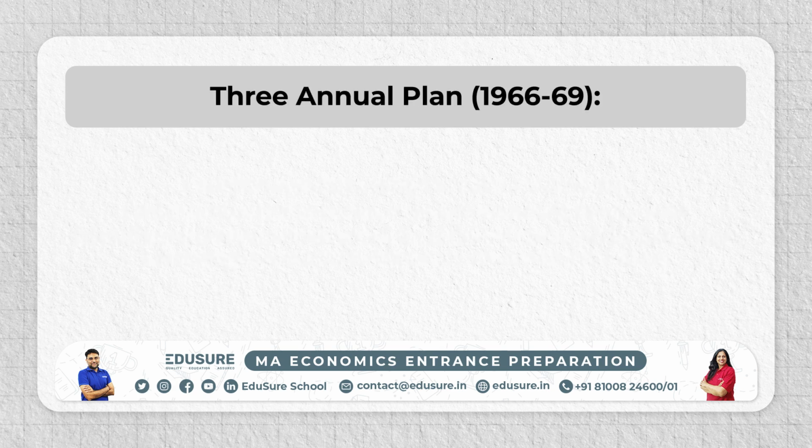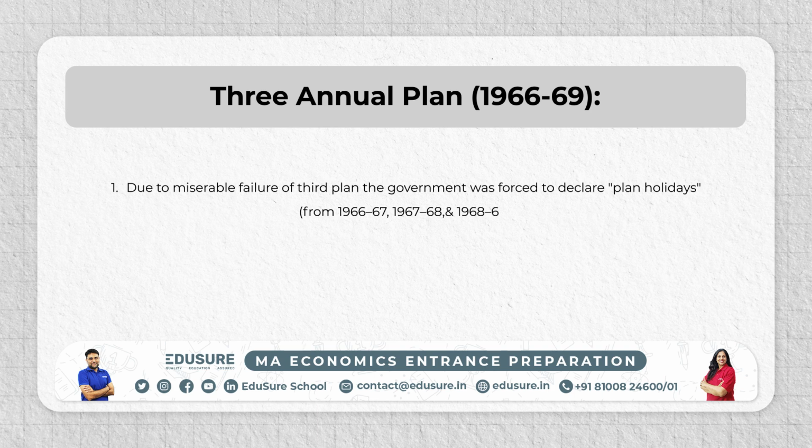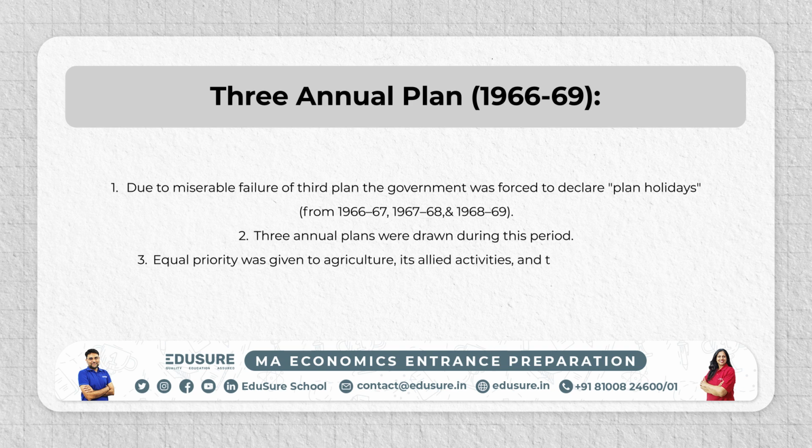Three annual plans, 1966 to 69. Due to the miserable failure of the Third Plan, the government was forced to declare plan holidays from 1966 to 67, 1967 to 68, and 1968 to 69. Three annual plans were drawn during this period. Equal priority was given to agriculture, its allied activities, and the industrial sector.